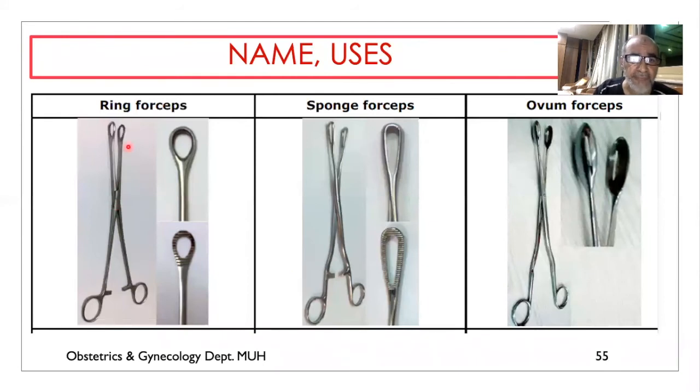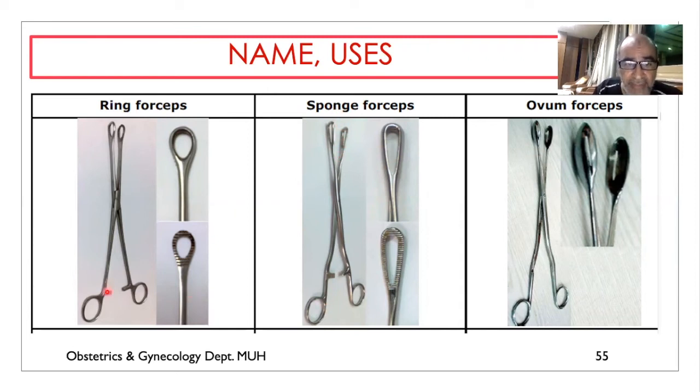These are the ring forceps for stabilization of the lips of the cervix during vaginal operations and intrauterine operations, such as uterine evacuation, D and C, dilation and curettage, and so on. This is a sponge forceps for wiping the cervix and the vagina with a gauze, which is held here.